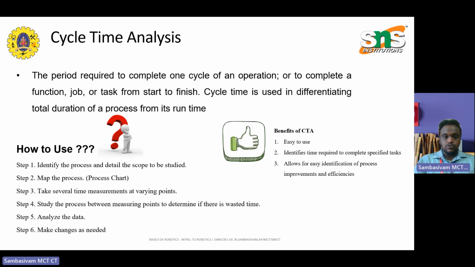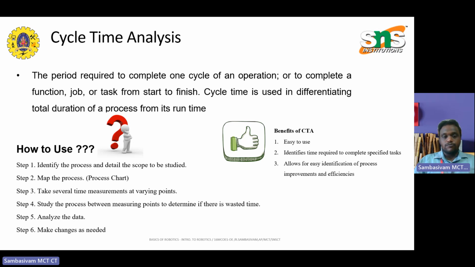Cycle time is used to differentiate the total duration of the process from its overall runtime. How to identify the cycle time analysis is one of the key factors. Step one: identify the process and detail the scope to be studied, and how it has to be mapped. That is the process flow chart, which, as I discussed in the previous slide, is an important factor. The next step is the time measurements for each varying point: how it occurred and how it was sequentially ordered. That has to be verified in step three.